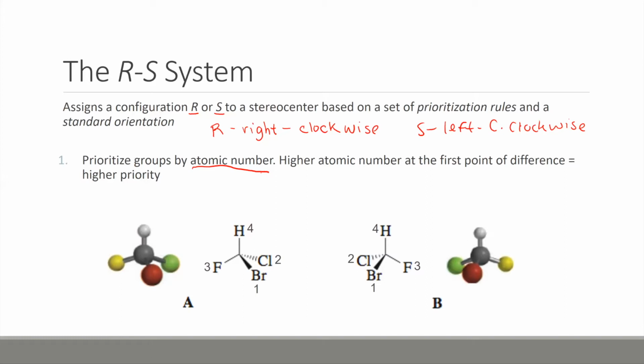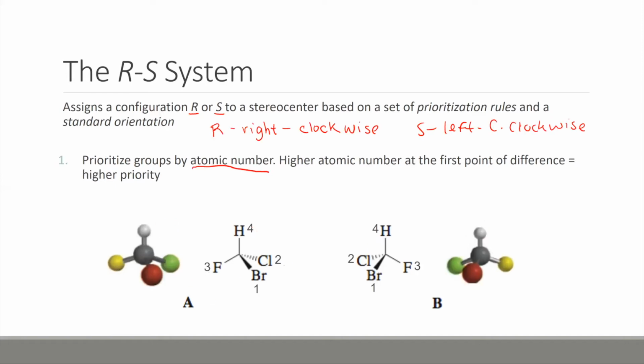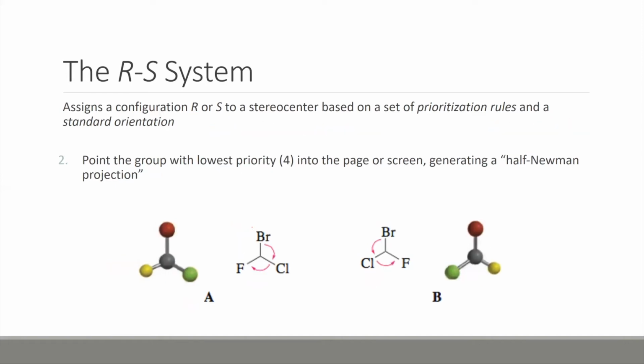So if you were to look at a periodic table, bromine has the highest atomic number, so it gets priority 1. Chlorine then is second, fluorine third, and hydrogen, of course, is the smallest of the atoms, and so it will get the lowest priority, 4. You're then going to point the group with the lowest priority, that's priority number 4, into the page. So we're rotating that hydrogen so that it is pointing away from us into the page.